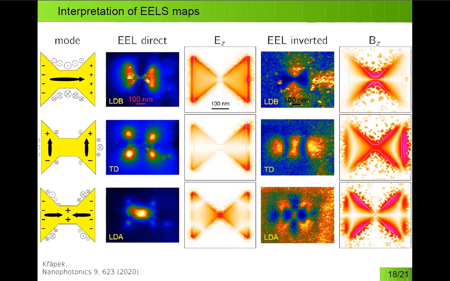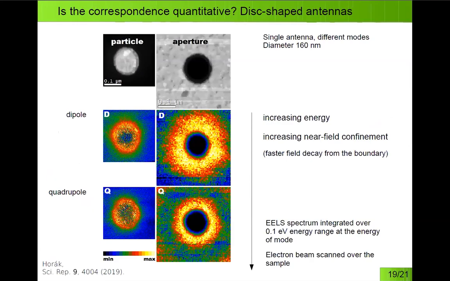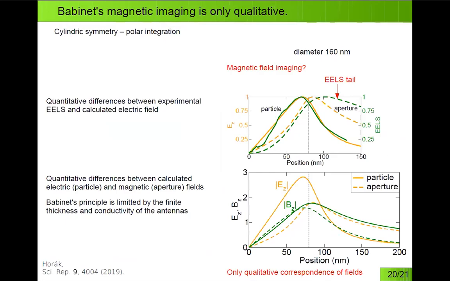Another question is whether the correspondence is quantitative. Whether the magnetic field can be quantified. And the simple answer is no, because the Babinet principle is only approximate. And also the relation between the EELS signal and the electric field is not that straightforward. It's not a one-to-one relation, there's this integral. So qualitatively it works fine, quantitatively it doesn't work.